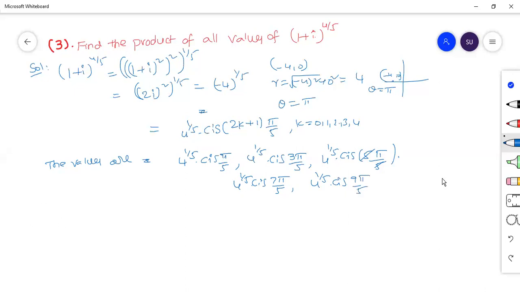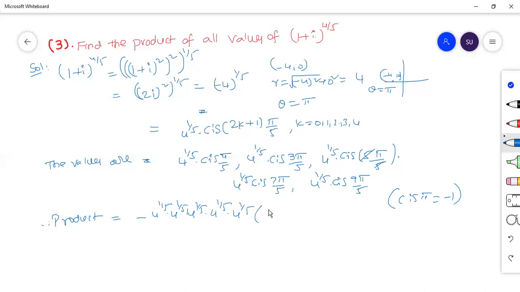Now, what is cis pi? Cis pi is equal to minus 1 because cos pi plus i sin pi, and cos pi is minus 1. So that minus 1 you can put outside. Therefore, the product of all these values is equal to minus, you just keep outside, 4 power 1 by 5 into 4 power 1 by 5 into 4 power 1 by 5 into 4 power 1 by 5. How many times is it? 5 times: 1, 2, 3, 4, 5.